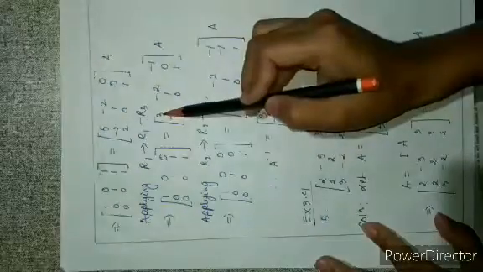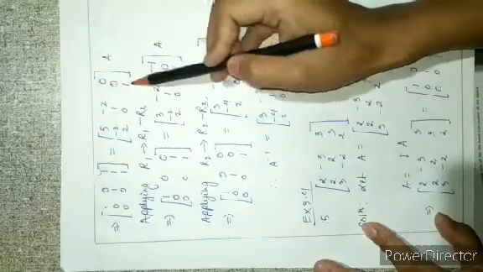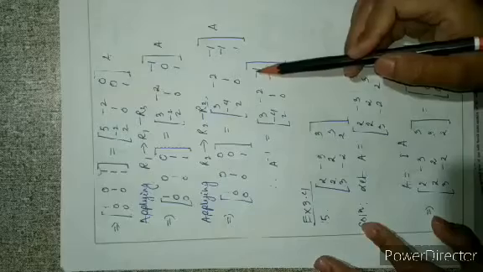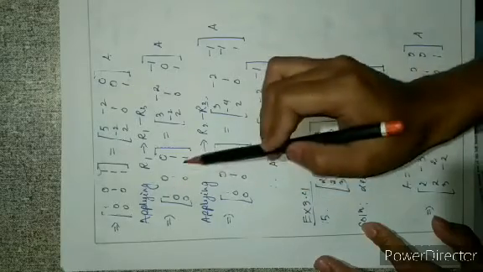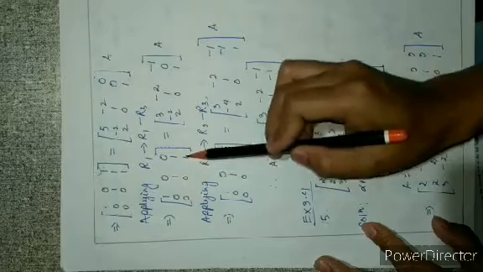5 minus 2 is 3, minus 2 minus 0 is minus 2, and 0 minus 1 will be equal to minus 1. Write the elements of the second row and the third row. Here, check the elements of this matrix: 1, 0, 0, 0, 1, 1, and 0, 0, 1.